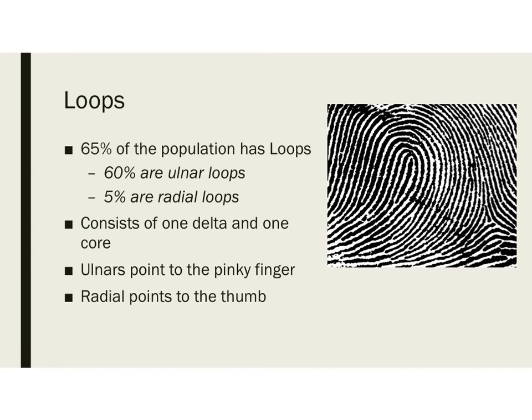Our first type is loops. The majority of our population has loops, so 65% have either an ulnar or a radial loop. When you look at this loop, do you see how the ridges come in one side, go around the core, and go out the same side? So it kind of just makes a quick loop, okay? I can identify that I have my core, I have the ridges coming in and out the same side, and I have one delta, okay? Those are all characteristics of a loop.